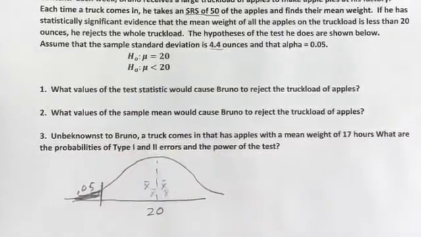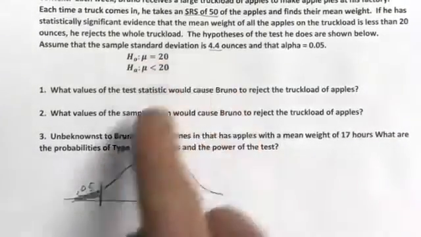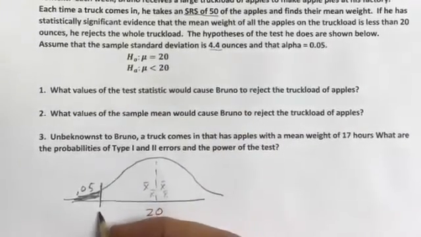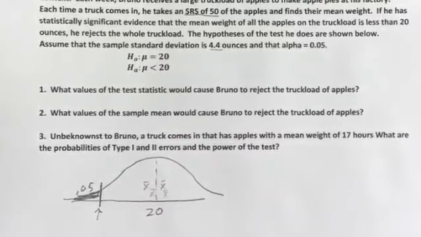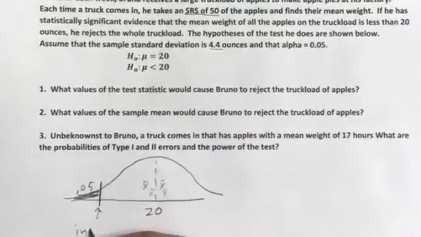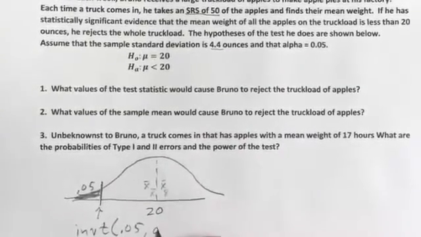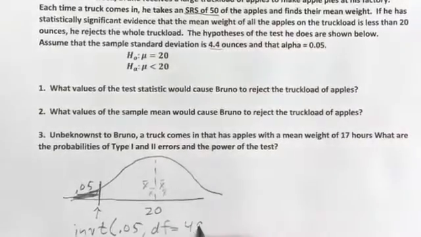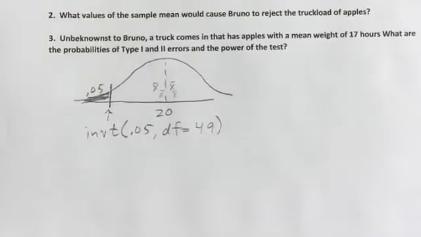Now, if we knew sigma, we could use normal CDF, but we don't. We're having to use an X bar to estimate mu and an S to estimate sigma. So we have to use a t distribution. So we have to find the t-score that is right there. And the way we're going to do that is inverse t. So we are going to say inverse t of 0.05. And then our degrees of freedom, since this is a one sample deal, it's the sample size minus 1, which is 49.